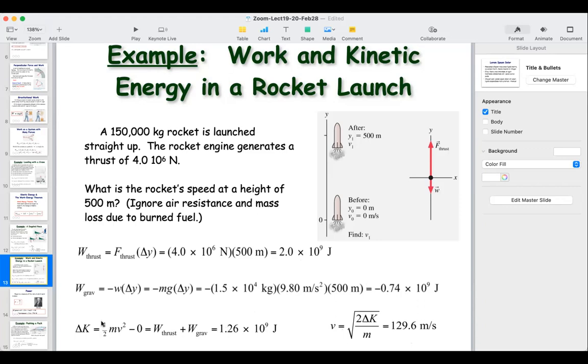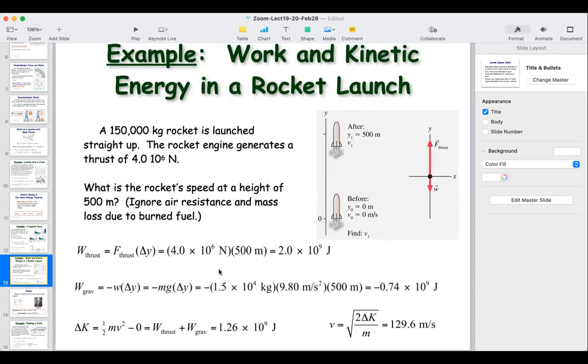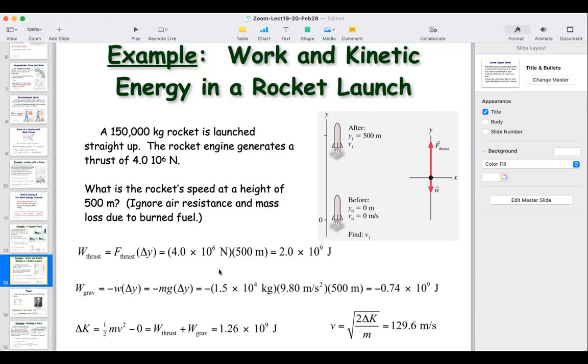And then if you want to find the velocity, delta K is equal to this value, so you can find 2 delta K divided by the mass, which is the expression for the velocity, and so you find 129.6 meters per second. Let me know if it's not clear. It's just solving this equation, so you know how to do that, I'm sure.